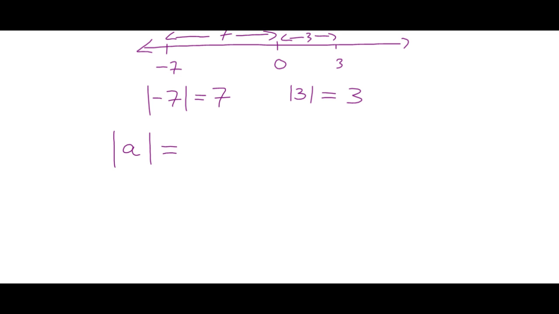So what if a is already positive? What do I do to it? Nothing, right? I'm just going to return it to you. If you give me a positive value, I'm going to say the absolute value of that value is whatever value you gave. So if a is positive, or another way to say that, if a is greater than or equal to 0, then the absolute value of a is just a.